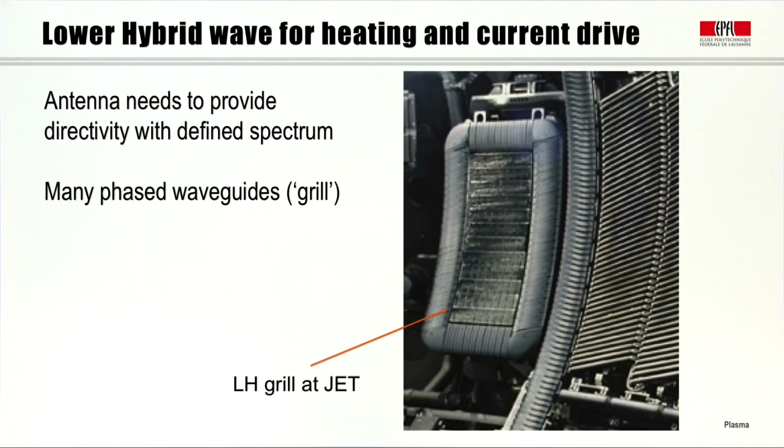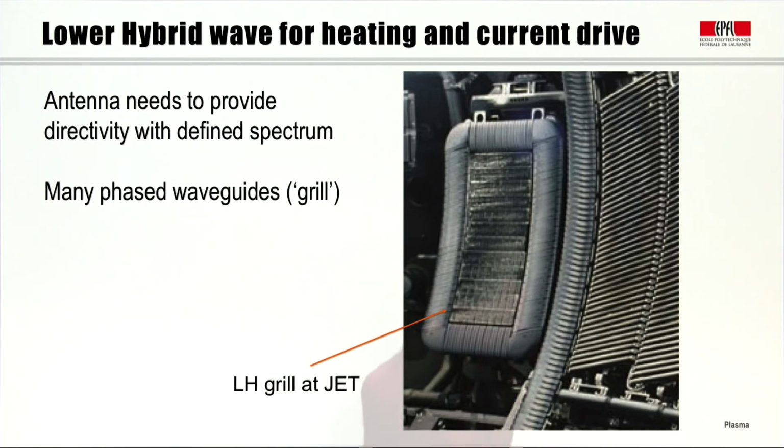Let's see what an antenna that can launch lower hybrid waves useful for current drive looks like. To do that, we need to provide a certain directivity of the wave with a well-defined spectrum. To do that, we have decided to go in general for the idea of what we call a grill. That's an antenna made up of many phased waveguides. So the phasing of the waveguides allows a good definition of the spectrum of the wave number of the wave, and therefore to direct the propagation of the wave in one particular direction.